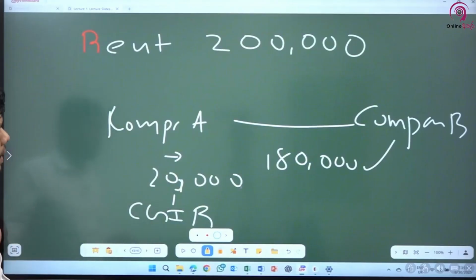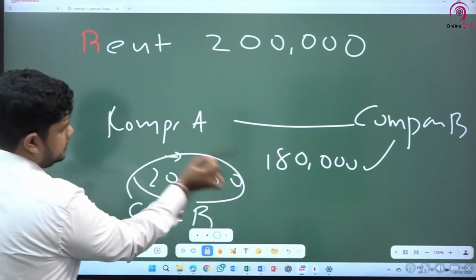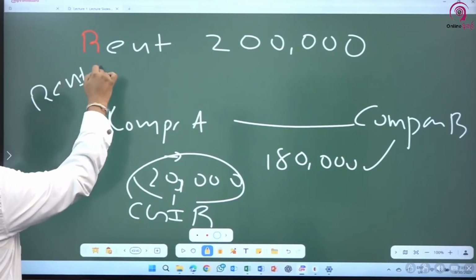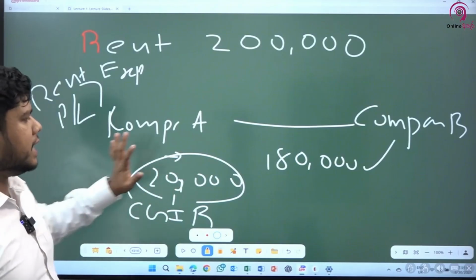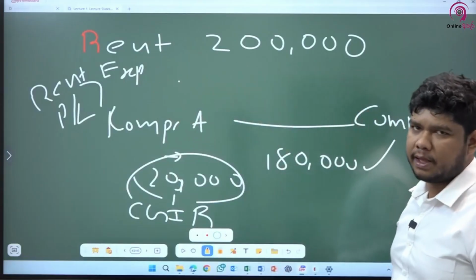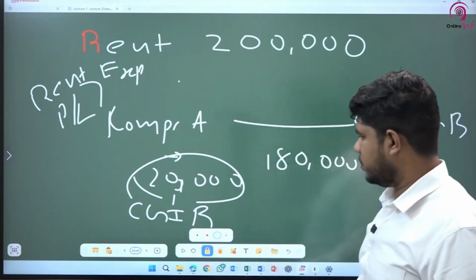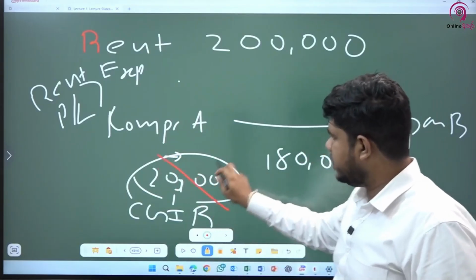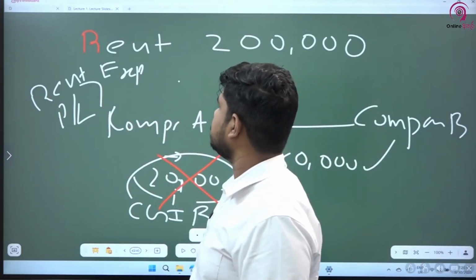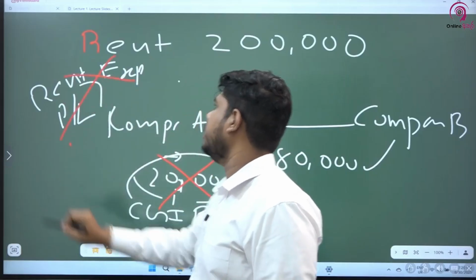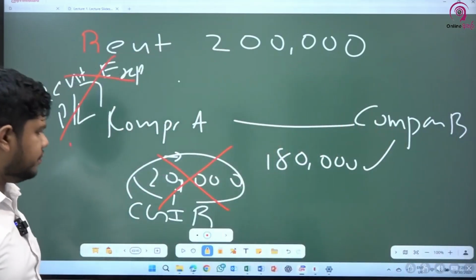For examination purposes, what happens? If you haven't deducted this, you cannot allow this. Now this 200,000 is a rent expense in your P&L. If this happens, and the 20,000 you pay to CGIR, you can deduct this rent expense in your P&L. But if you couldn't withhold this and pay to CGIR, what happens? They are saying you cannot allow this expense. You can't deduct the rent expense. That understanding is very correct for your examination. We have to take that view.